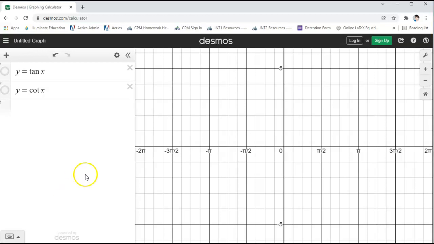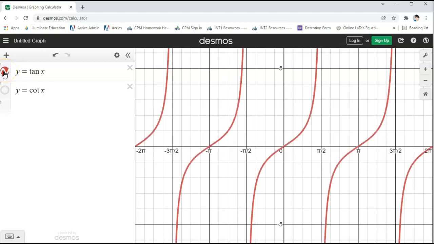Okay, so here's Desmos. We can see that our x-axis is evenly spaced out from negative 2 pi to 2 pi. I'm going to go ahead and click on tangent, and notice what we see. We see some tan lines, and it looks like this pattern of this cubic graph is repeating. It looks like it's repeating every pi.